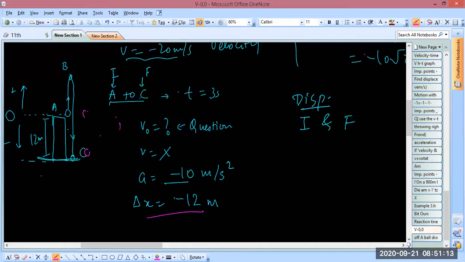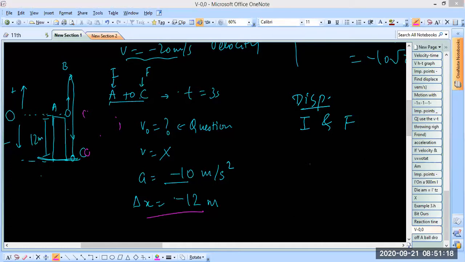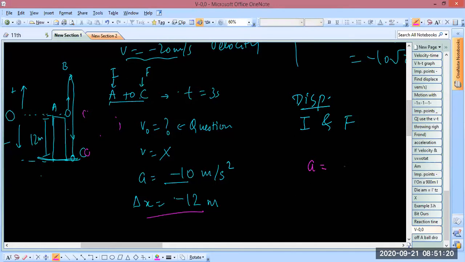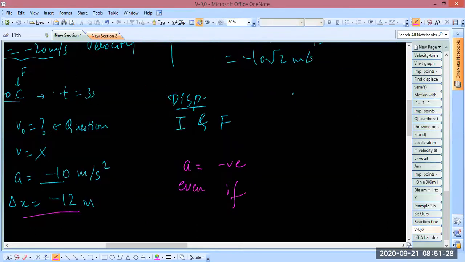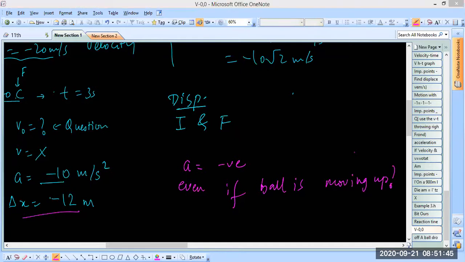Why did we take acceleration negative? Okay, we are having a question. I want answer from all of you. Why do we take acceleration negative even if ball is moving up? That's the question that I'm getting from someone. Can you all answer that question?